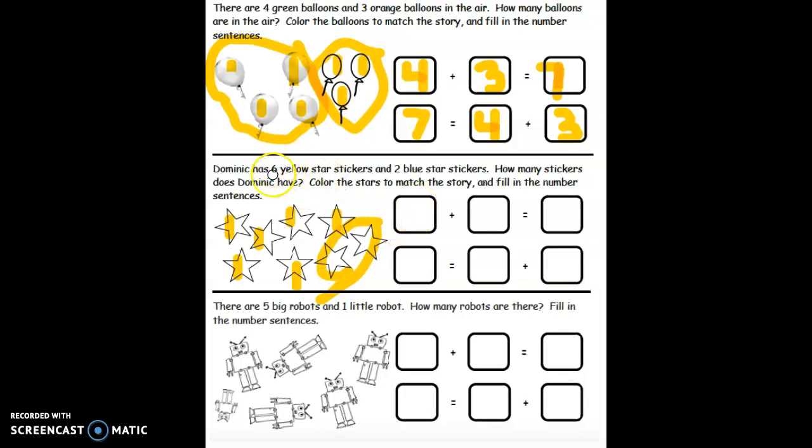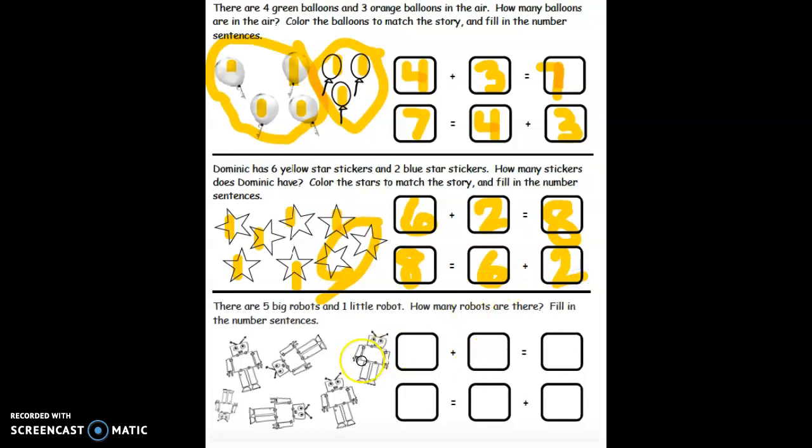So we started with 6. Then there were 2 more. How many stickers does he have? 1, 2, 3, 4, 5, 6, 7, 8 total. And then to flip it around, remember by the equal sign is the total big number. And then we put the 2 smaller ones. It was 6 and 2.